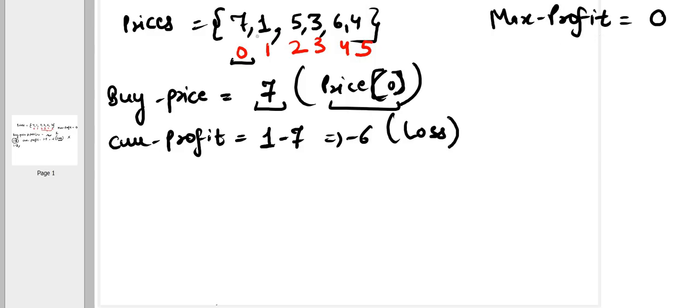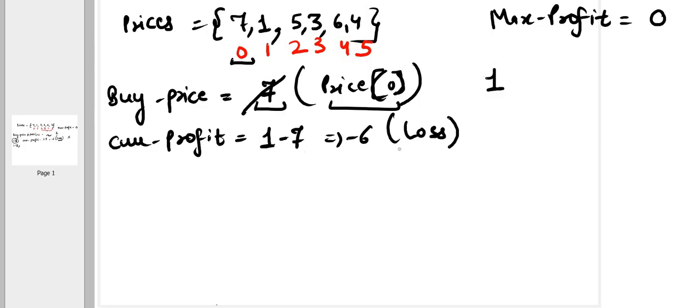But now you were buying it at 7. Now the price of the stock is 1. So which is minimum? 1, right? So you are going to update your buy price in that case, because I don't want to buy it at 7. I will buy at 1 because 1 is the minimum price till now.